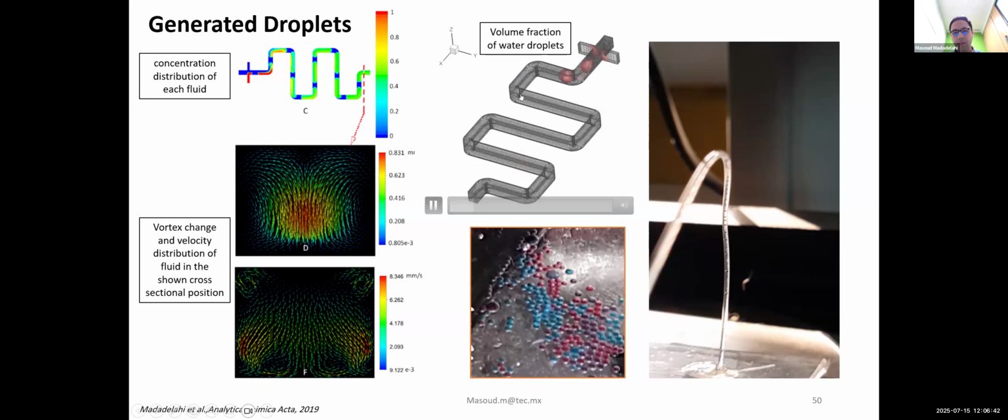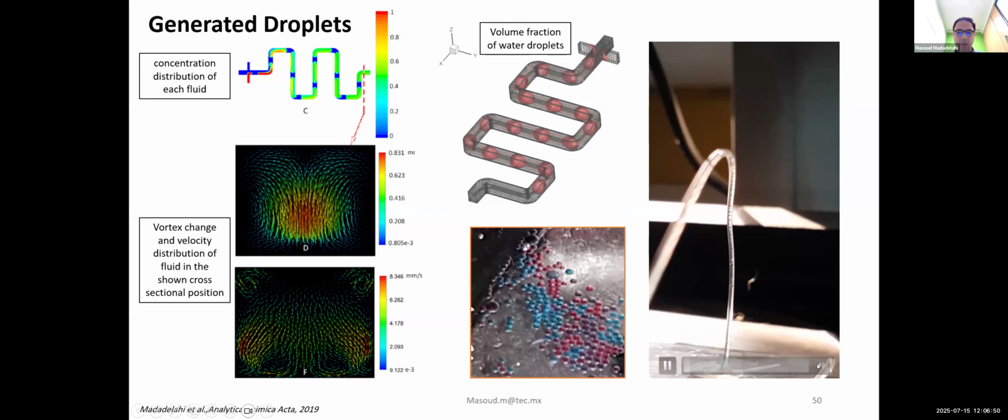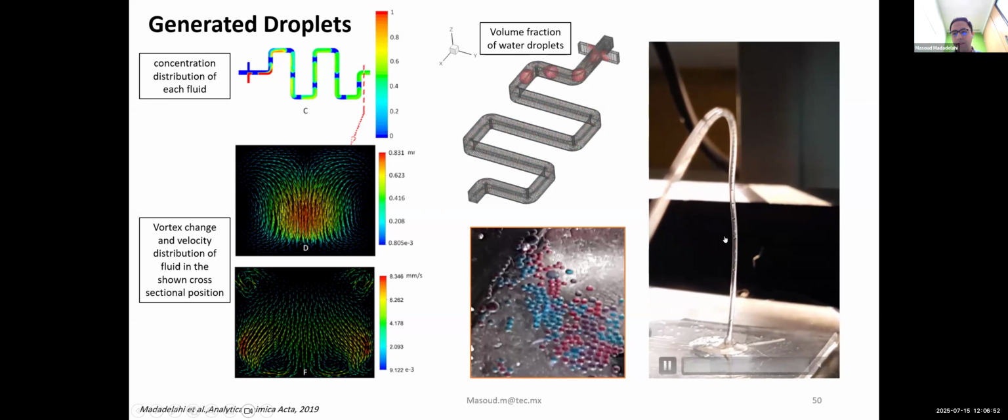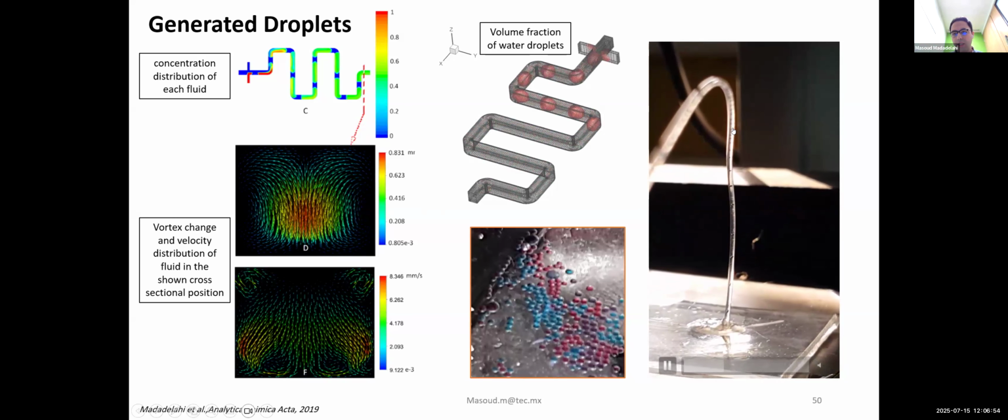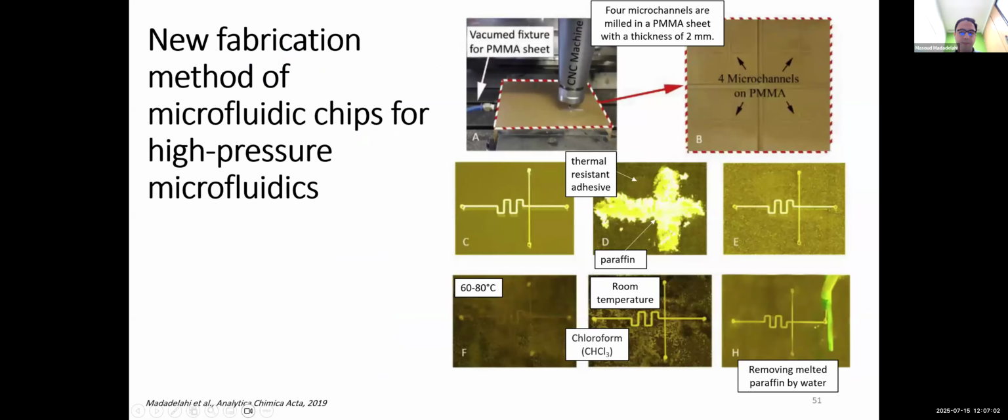Here is another modeling that we did for the droplet generation system. And these are the experimental results. These tiny points here are our droplets coming out of that system. And this is the outlet.